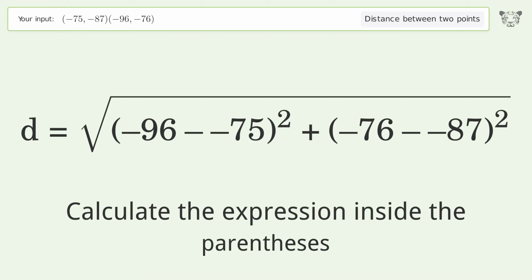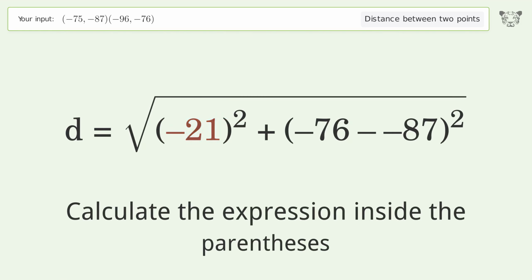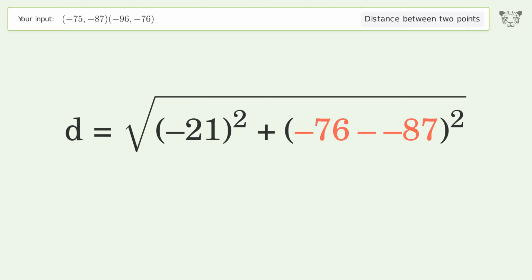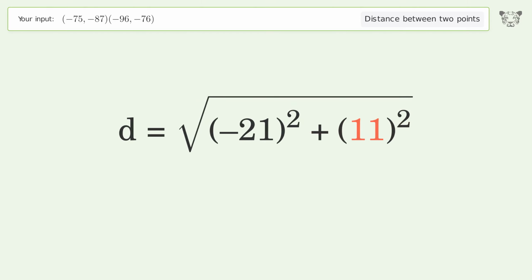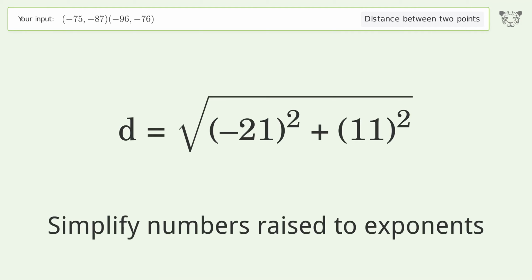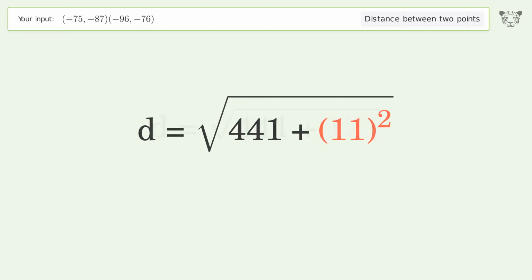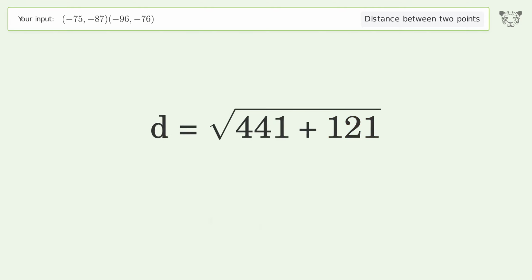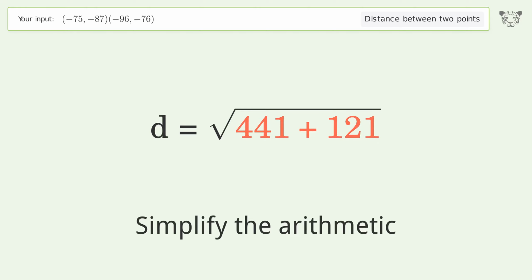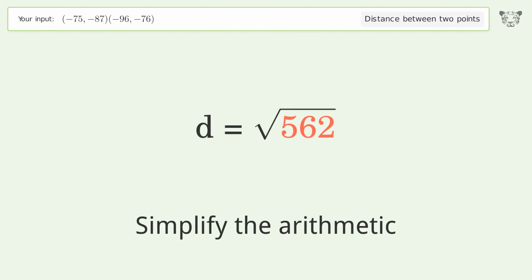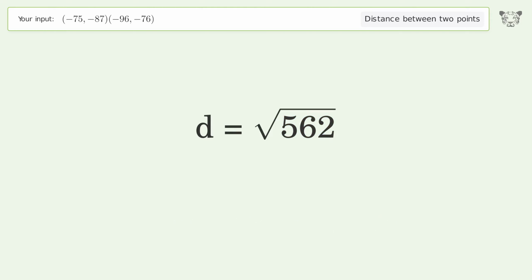Calculate the expression inside the parentheses. Simplify numbers raised to exponents. Simplify the arithmetic. And so the distance between the 2 points is the square root of 562, or 23.707.